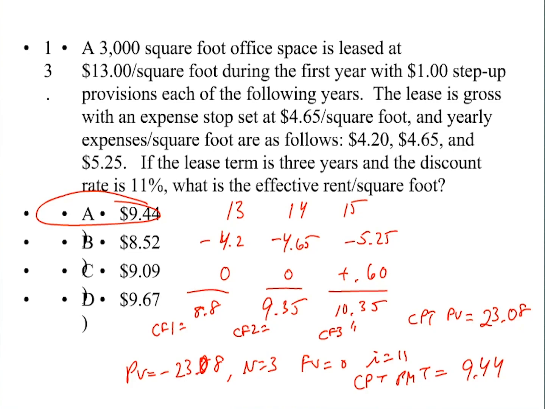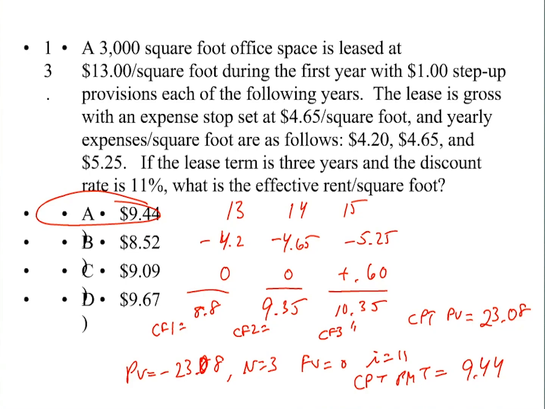So our cash flow the first year is $880. The second year, we now have our step-up provision, so our rent goes to $14. We have to pay the expenses, which we now estimate to be $465, and we'd still have no reimbursement because $465 is exactly what our expense stop is. So we end up with a cash flow in the second year of $9.35.